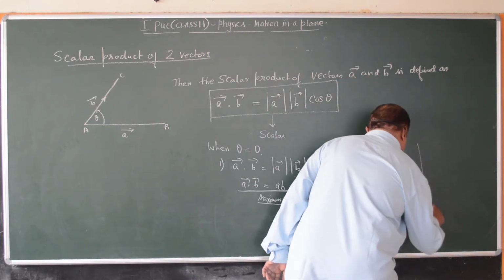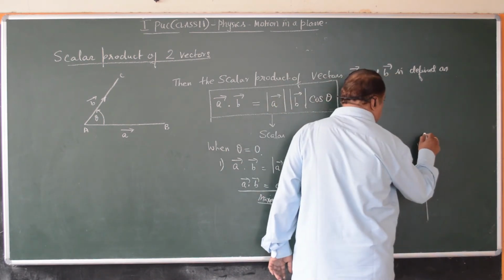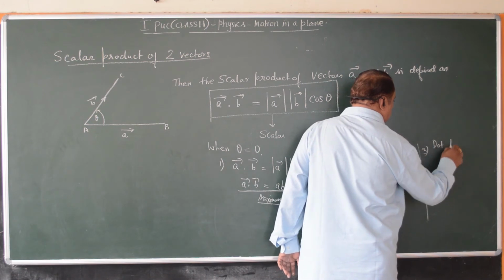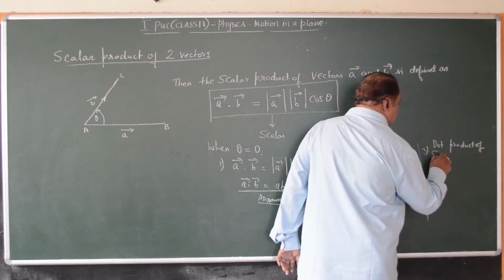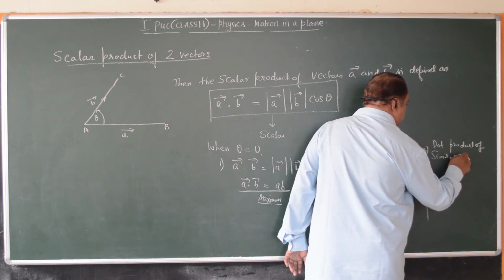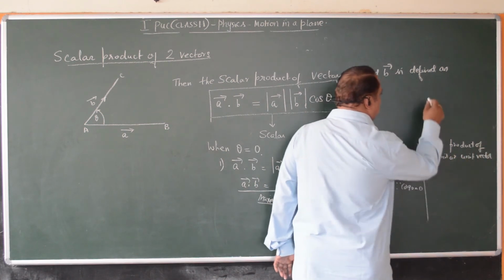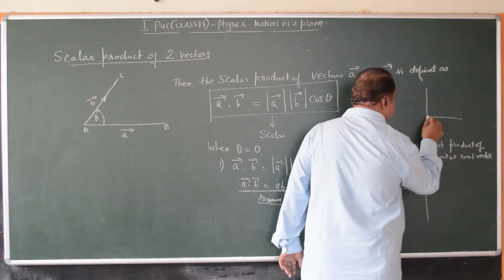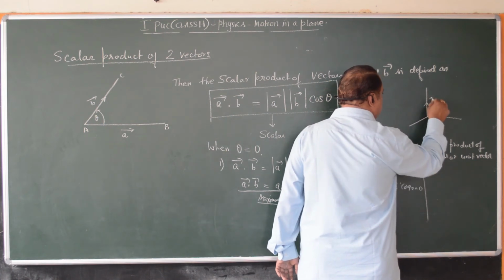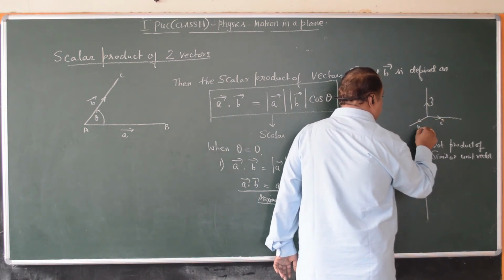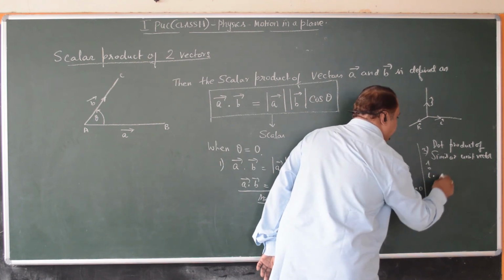Now in the third case, let us take the dot product of similar unit vectors. You know that the unit vector along the x-axis is i cap, along the y-axis j cap, and along the z-axis you can take it as k cap. Let me take the dot product of two similar unit vectors.